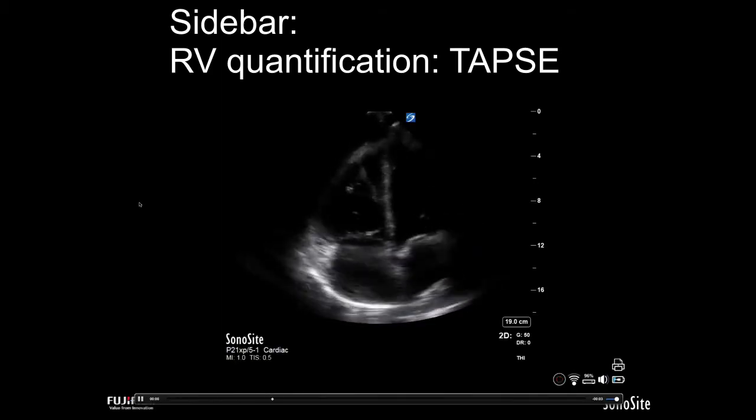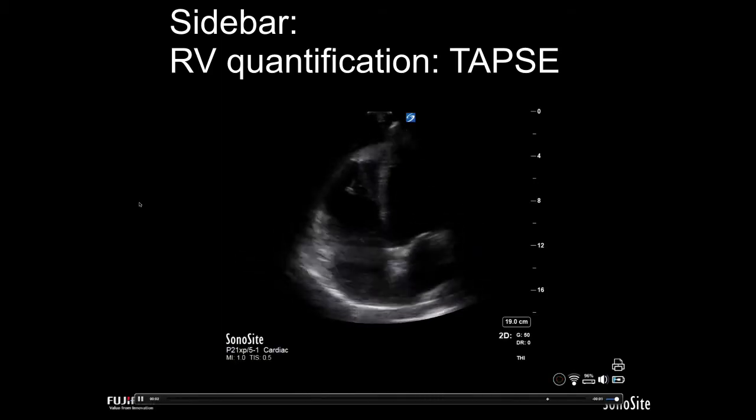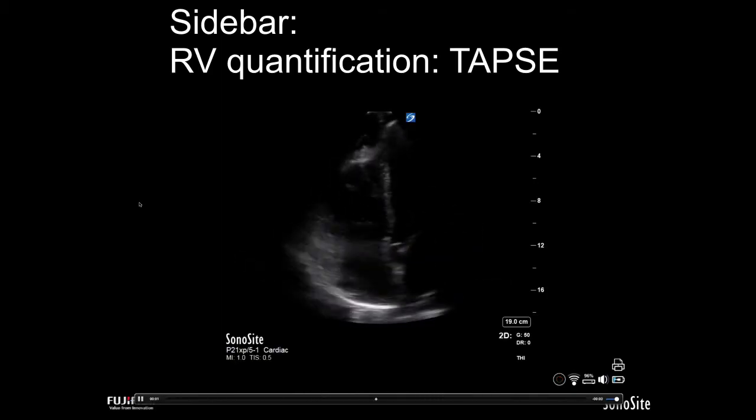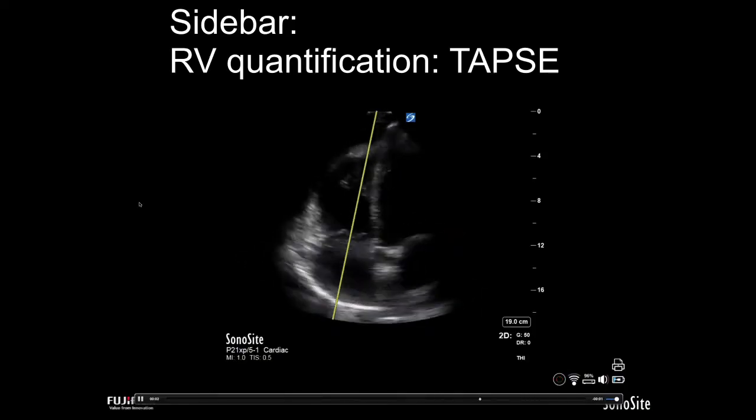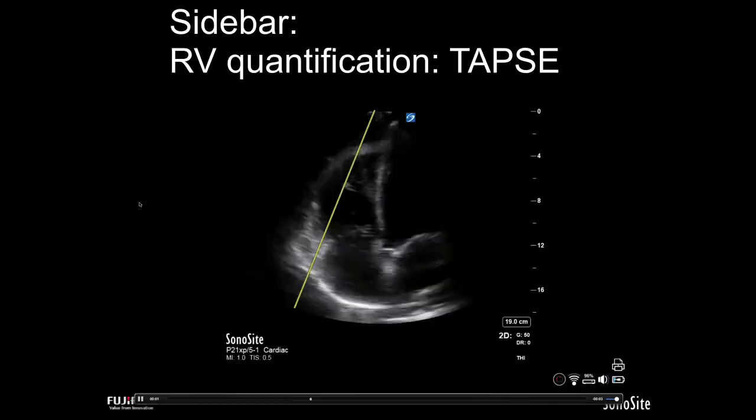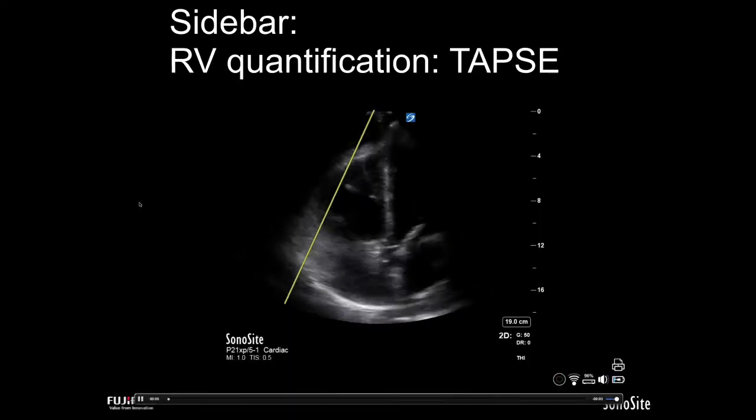This is all consistent with cor pulmonale with decreased systolic function. I don't think there's a need to go deeper than this. However, if you wish to, it's done with an M mode. So you're going to watch an M mode line go through that tricuspid annulus.